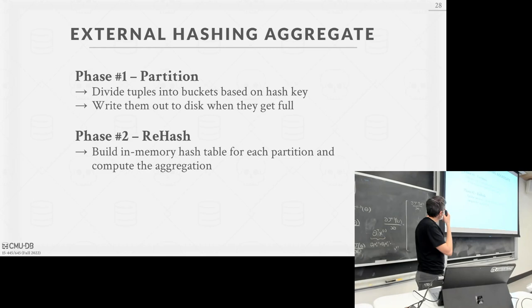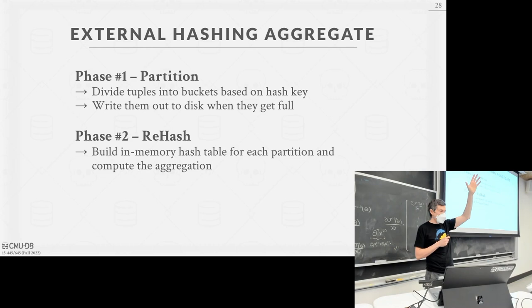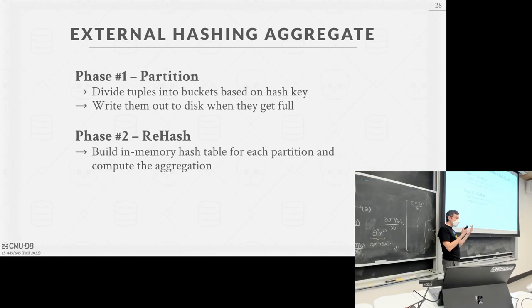So an external hashing aggregate is going to look kind of like the external merge sort, where there were multiple phases. For the purposes of this class, we'll assume that we only need to run through these two phases once. With external merge sort, you may have multiple passes, writing things out and bringing them back in. We assume in this case that we can run both phases once and then we're done. We'll see next class how we handle cases where we may have to go through multiple passes.